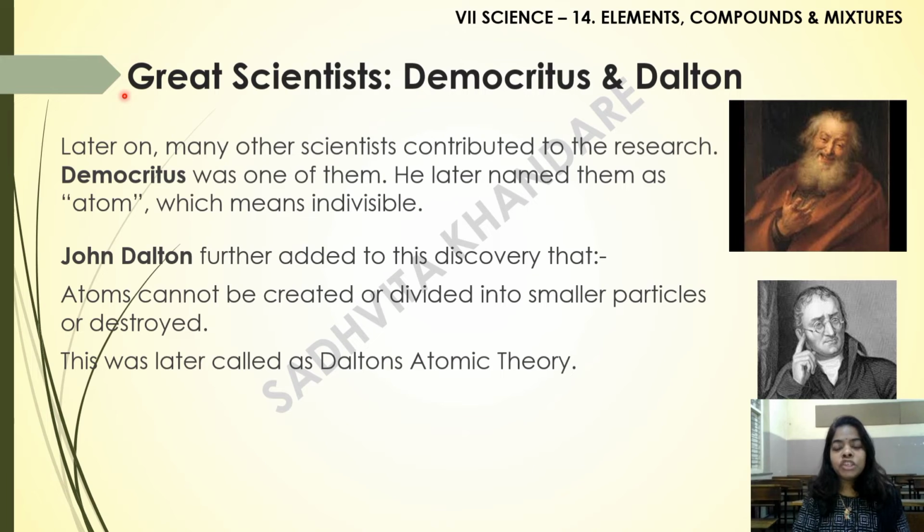Now the scientists mentioned in our textbook, children, are Democritus and Dalton. Later on, many other scientists contributed to the research. Democritus was one of them. He named them atoms, which means indivisible. He gave a different name, atom, and he said that this is indivisible. You cannot divide it further. Then John Dalton came and he further added to the discovery. He said that atoms cannot be created, divided into smaller particles, or destroyed. You cannot create them, you cannot destroy them, you cannot divide them, you can't do anything to them. This was later called Dalton's atomic theory.